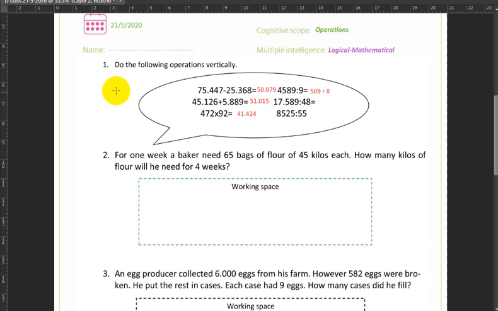Next up, we have two divisions with two-digit divisors, so let's get into that. 17,589 divided by 48. 48 does not fit into 17. It does, however, fit into 175. 5 goes into 17 3 times, so I'm going to try 3.